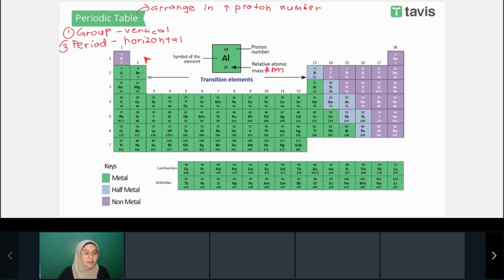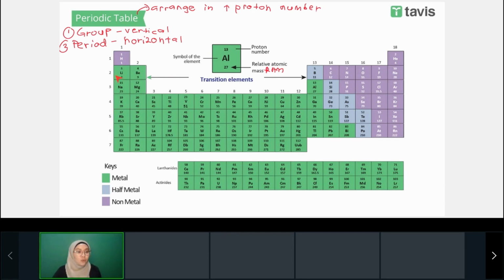Now let's see what the group for chlorine is. Let's find chlorine. Chlorine is a halogen. So it belongs to what group? Group 17. This one is group 1, 2, 3, 4 until group 18. From group 3 until group 12, we call it the transition elements.